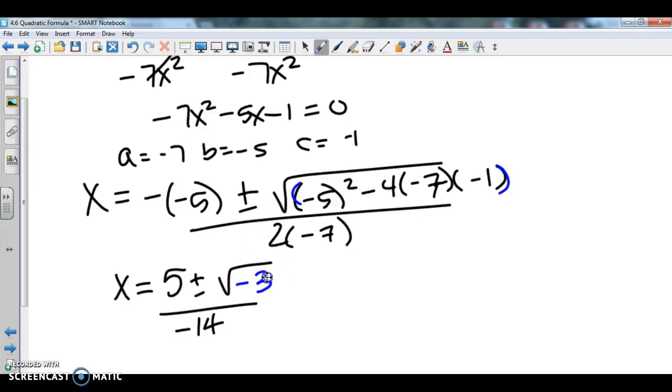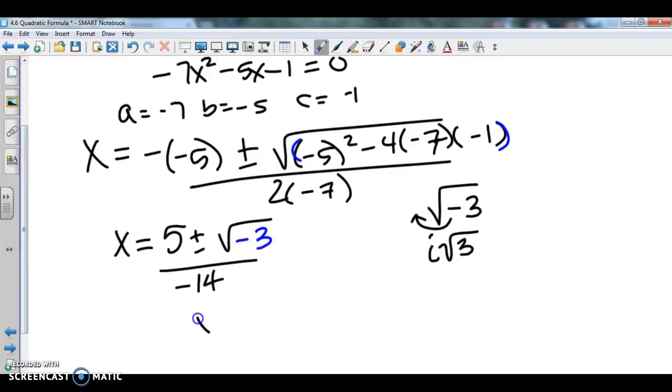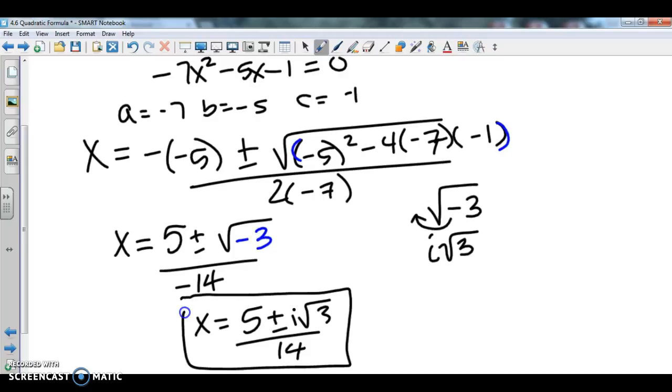Okay, so now I'm going to take this square root off to the side, the square root of negative 3. The only thing you're going to do is pull the negative out and write it as an i, and then there's no negative underneath the square root, and you leave the square root of 3. I can't break that down any further, so my answer is x equals 5 plus or minus i square root 3 over 14. There's not three numbers we can reduce by, so this is our final answer.